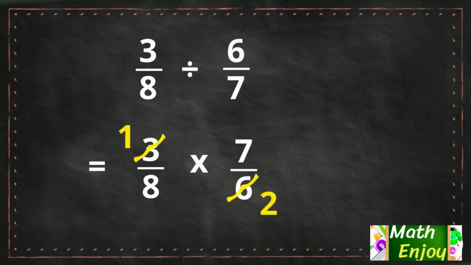Now we can multiply the numerators. 1 times 7 is 7. We'll multiply the denominators also. 2 times 8 is 16. Answer is 7 over 16.